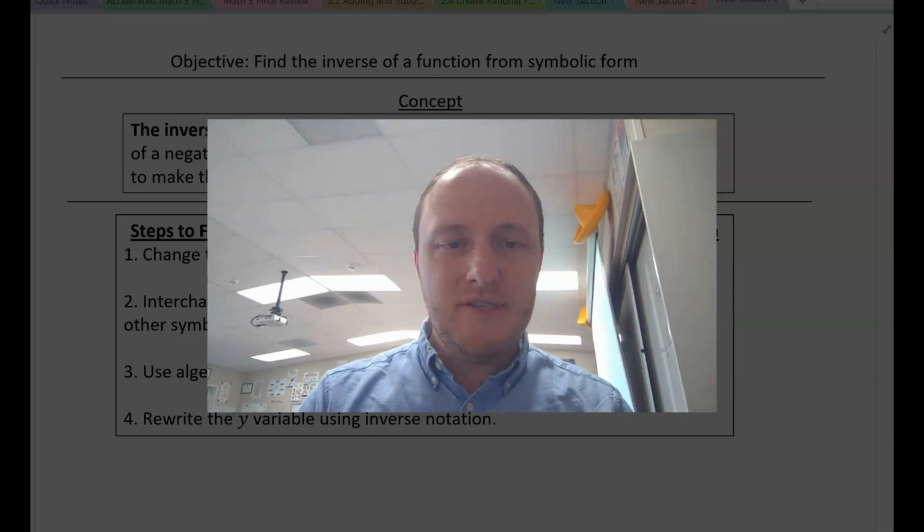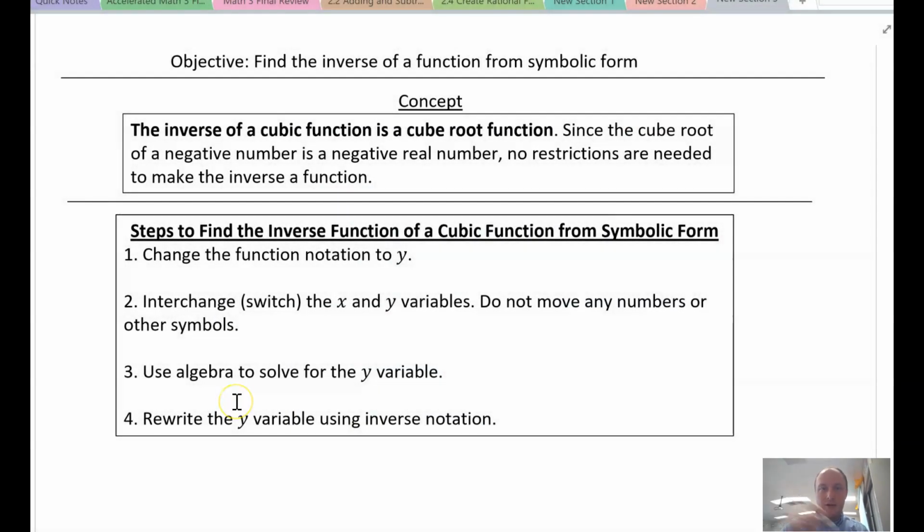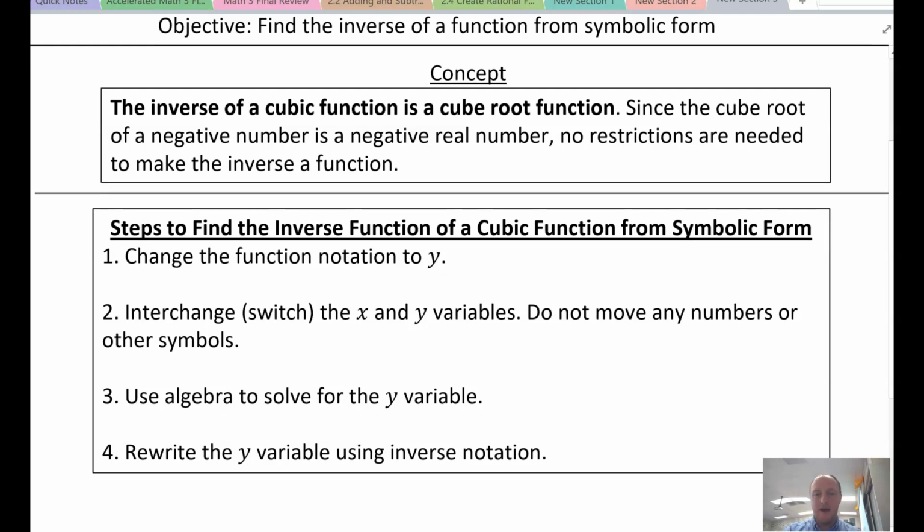All right, so the steps are posted here, and they're exactly the same as the first two videos, but you'll notice our old step 4, finding the restricted domain, isn't present. This is because there are no restrictions. No restrictions are needed to make an inverse function for a cubic function and a cubic root function. We don't have to worry about it. So all real numbers is going to be our domain, just like linear functions. Oh, that's nice. I don't have to worry about restrictions.